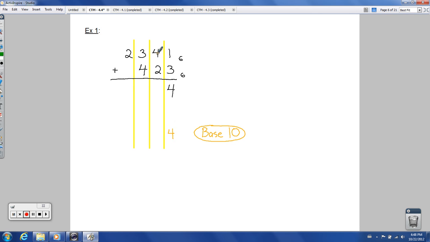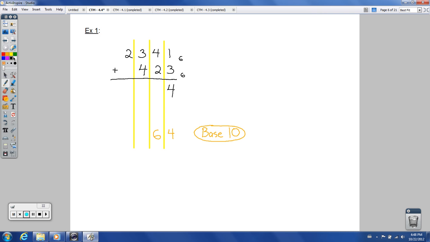Okay, let's think of this now. 4 plus 2 in base 10 would be a 6. But is 6 a digit that's allowed in base 6? No, you can only have 0 through 5. So if you wrote a 6 down here and said that that was a digit allowed in base 6, you would not be correct.